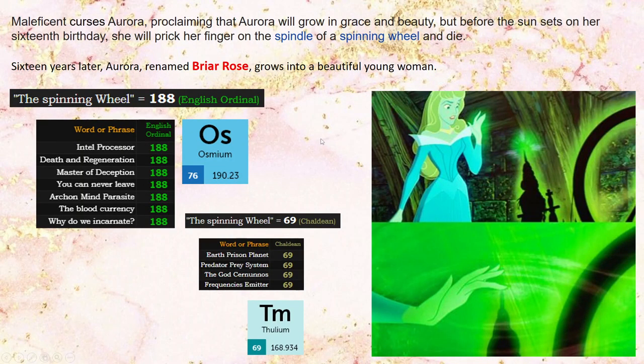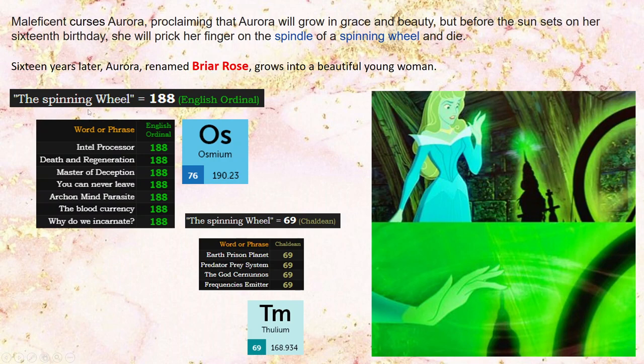This reminded me of the curse of Princess Aurora sent by Maleficent in The Sleeping Beauty. Maleficent curses Aurora, proclaiming that Aurora will grow in grace and beauty, but before the sun sets on her 16th birthday, she will prick her finger on the spindle of a spinning wheel and die. So to me it is the same symbolism, and I'm sure it has something to do with it. What is interesting is that I just found out that Aurora was renamed Briar Rose. So you see the rose.